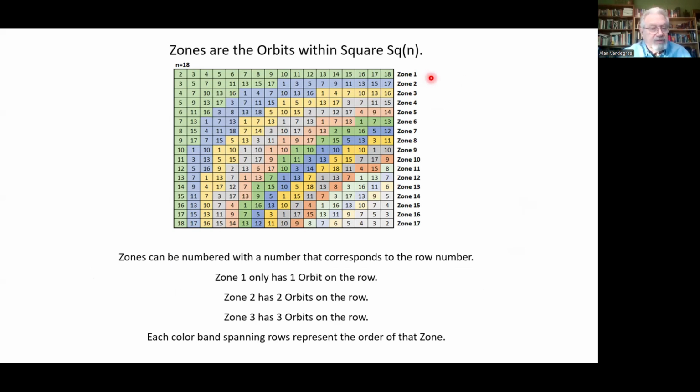We can number zones in order, 1, 2, 3, 4, all the way down to n minus 1. And so zone 1 only has one orbit. Zone 2 has two orbits. Zone 3 has three orbits. Zone 4 has four orbits. Remember now, when I'm referring to it in this way, I'm looking across the row at all the different zones.